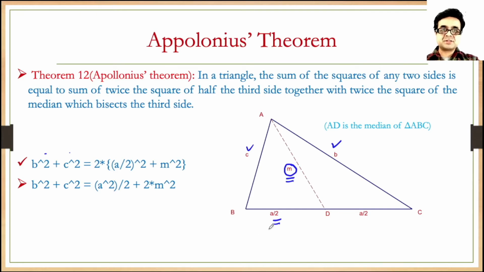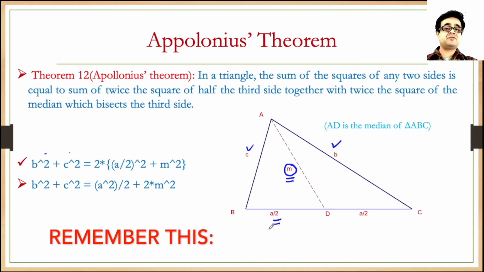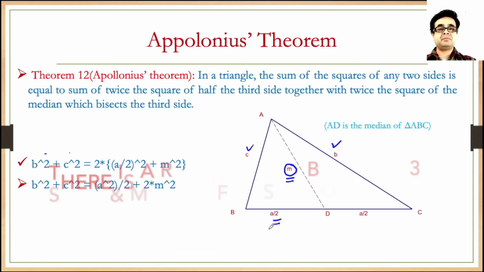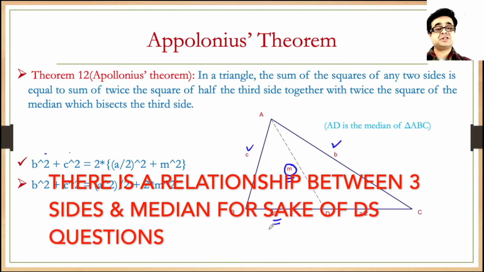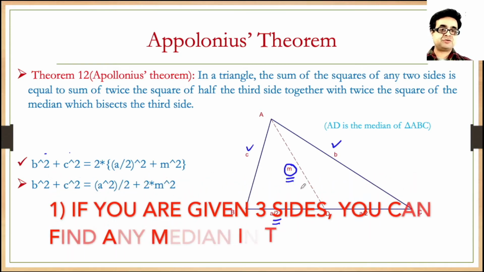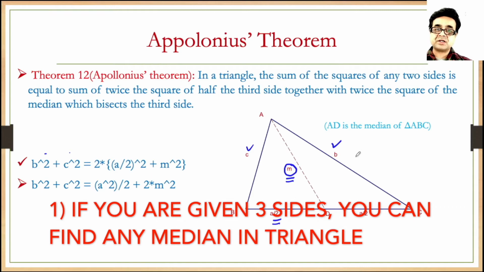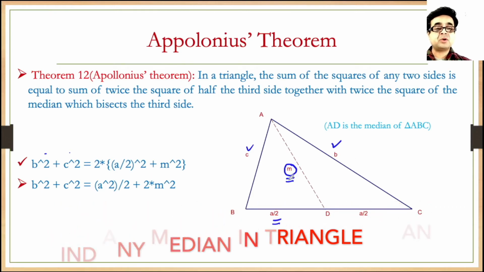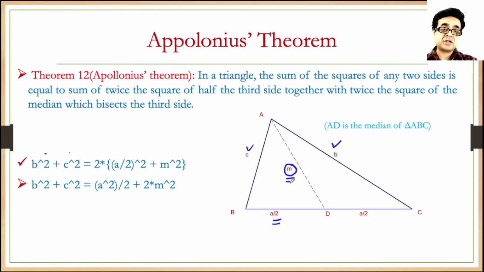Now I realize this is very, very complicated. It was important for me, for the sake of completeness, to include this theorem. If you don't remember this theorem, it is absolutely fine. If there is one thing I would like you to remember, it is that there is a relationship between these two sides, the opposite side and the median. So in a data sufficiency question, for example, if you're given the 3 sides, you are likely going to be able to figure out the median from one side to the other side because of this relationship. And that, I think, is the important takeaway.